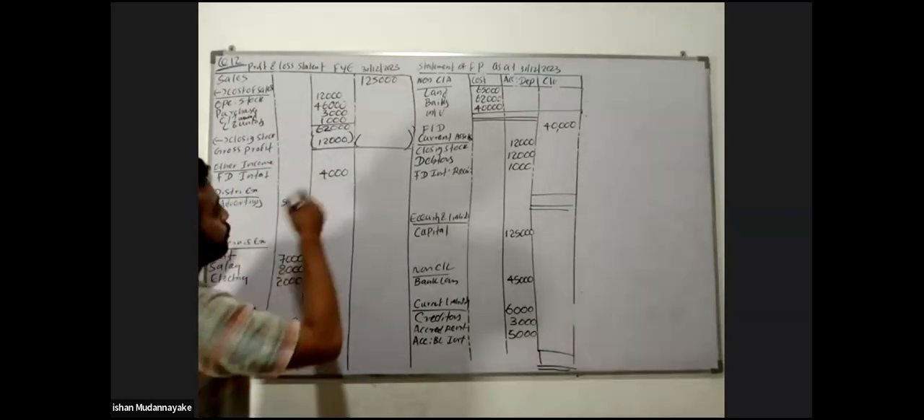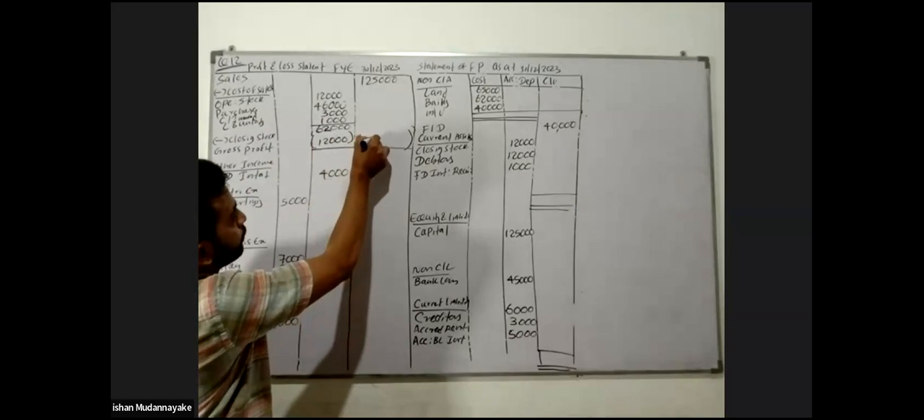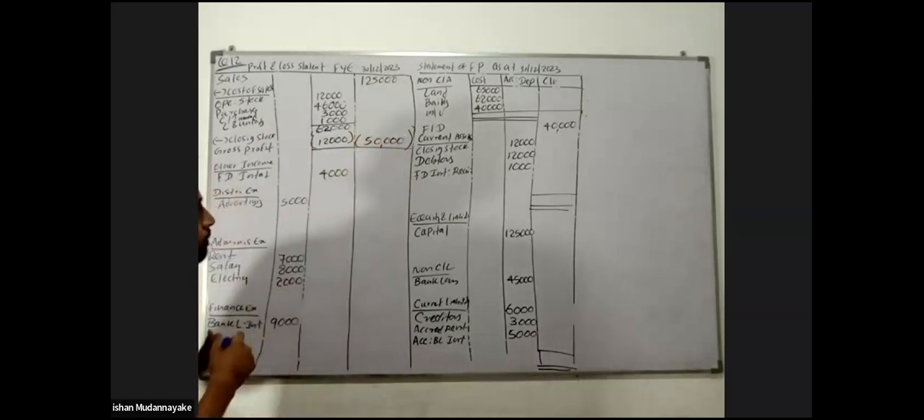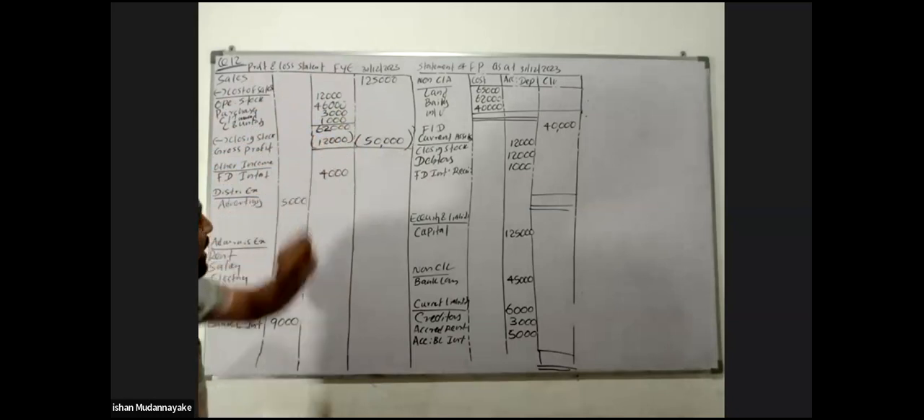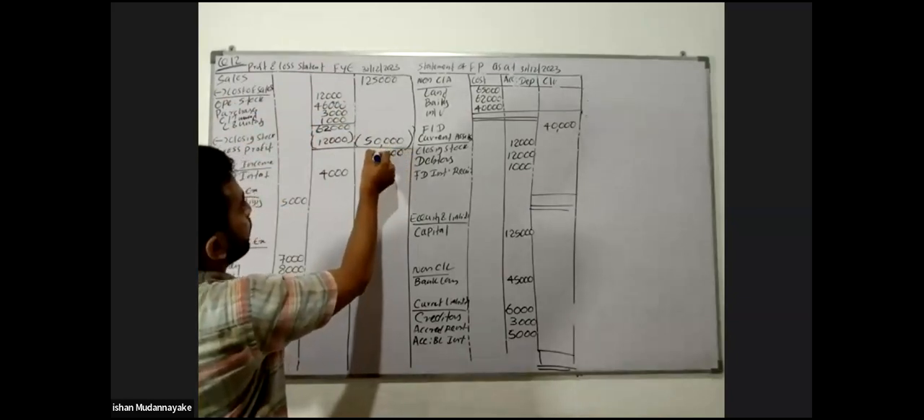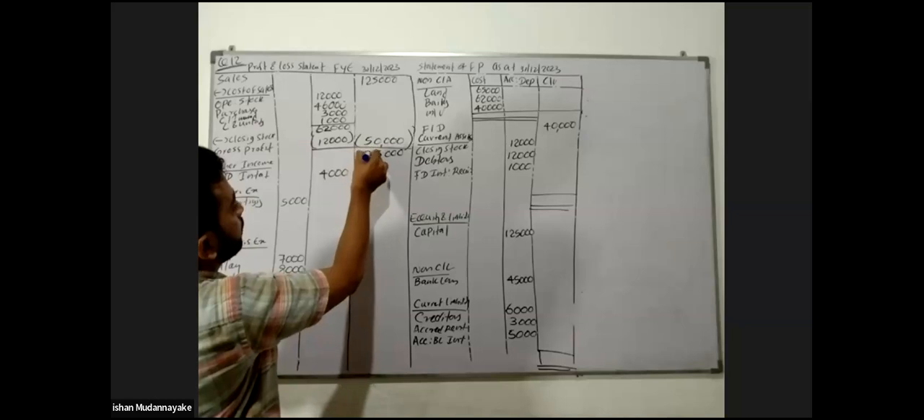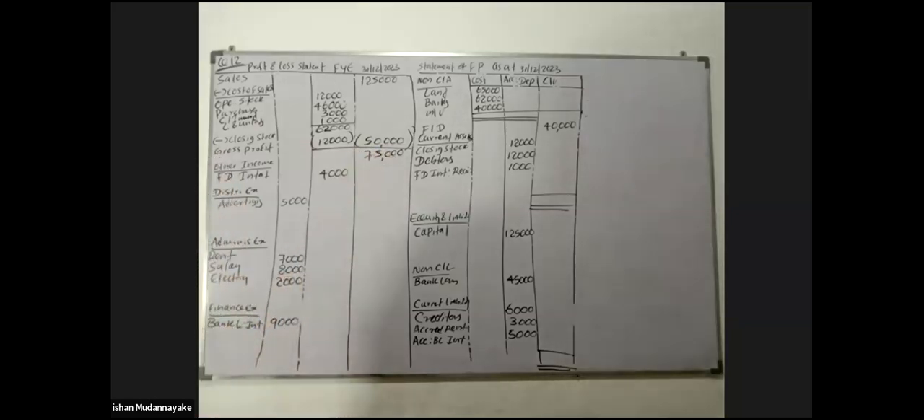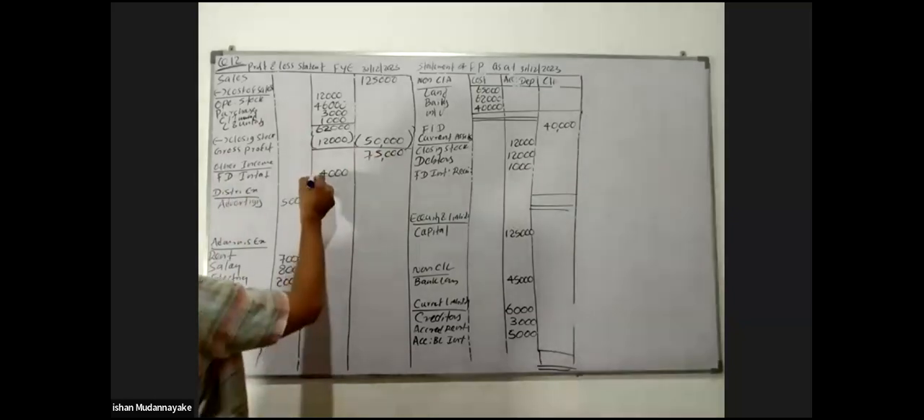Cost of sales 50,000. Now sales minus cost of sales, you can calculate gross profit. How much is the gross profit? 75,000.